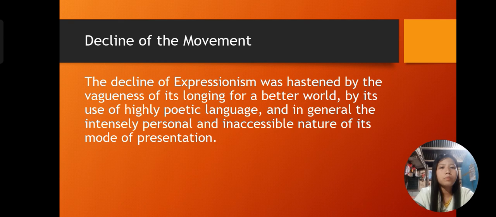The decline of the movement. The decline of Expressionism was hastened by the vagueness of its longing for a better world, by its use of highly poetic language, and in general, the intensely personal and inaccessible nature of its mode of presentation. The partial re-establishment of stability in Germany after 1924 and the growth of more overtly political styles of social realism hastened the movement's decline in the late 1920s. That's the reason why Expressionism declined.